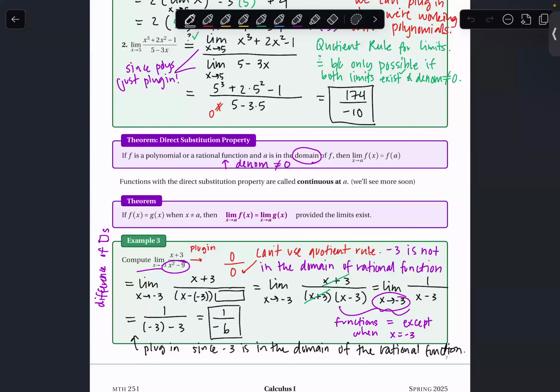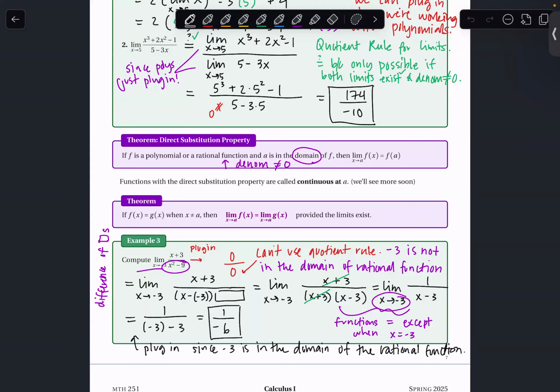So here was an example where I got 0 over 0. I cannot use the quotient rule. But what I can do instead is tweak my function so that it differs only at the specific value. So my functions are the same everywhere except at x equal to a. What happens nearby is exactly the same, so my limit should be the same.